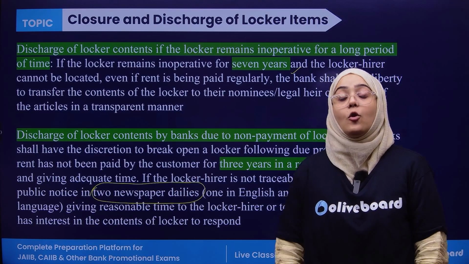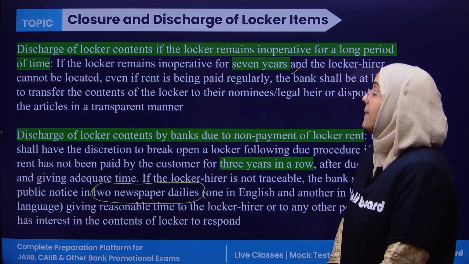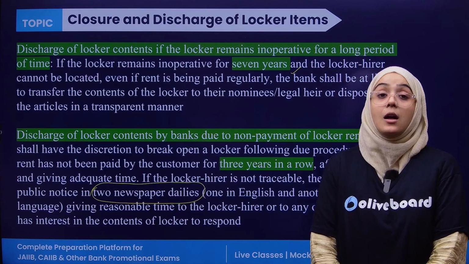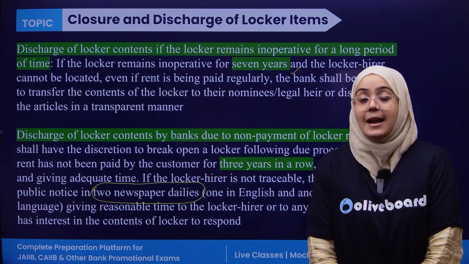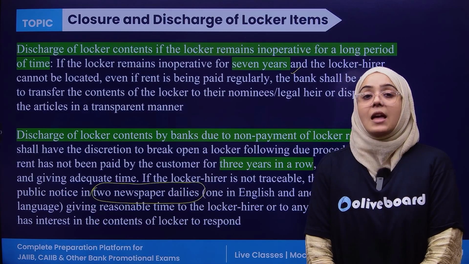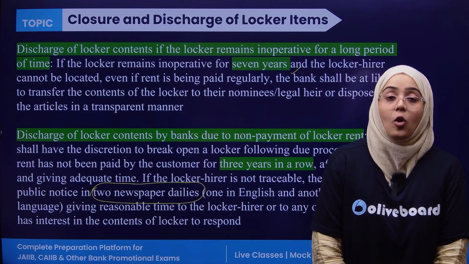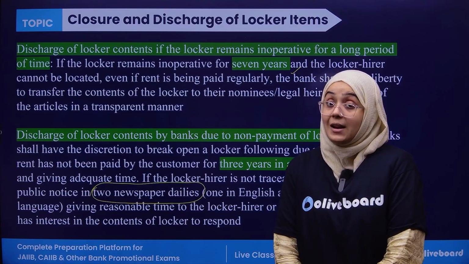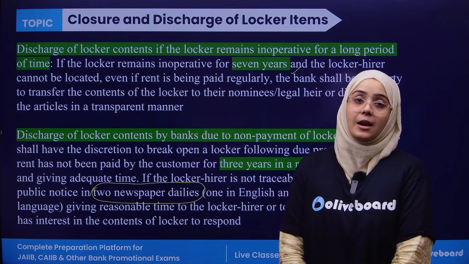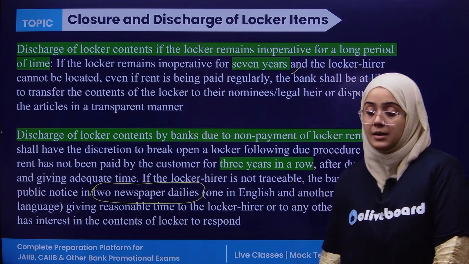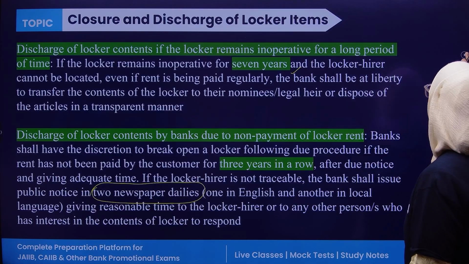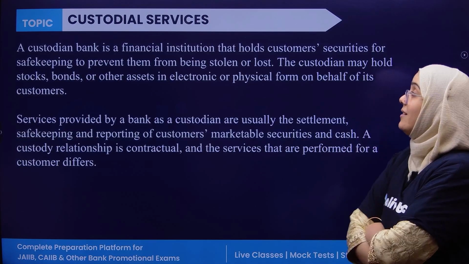Or if they are not present at the bank, the bank can discharge the content of the locker in a transparent manner and then give this locker to another one. So if the rent has not been paid for 3 years in a row, then this can be the condition. Clear?